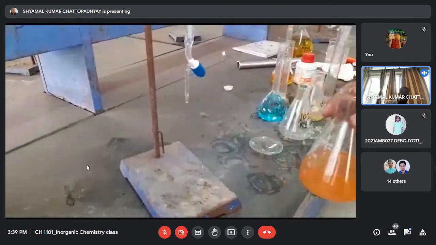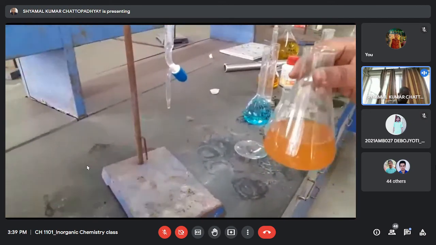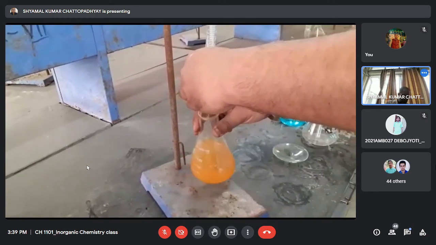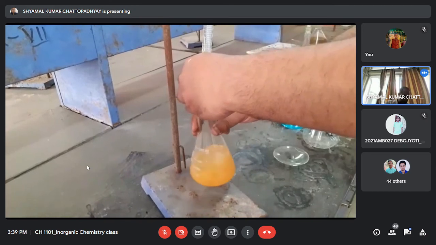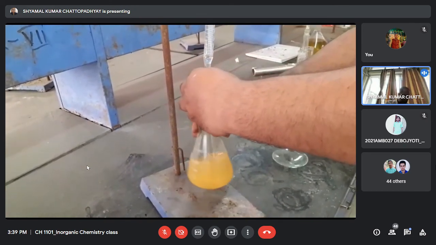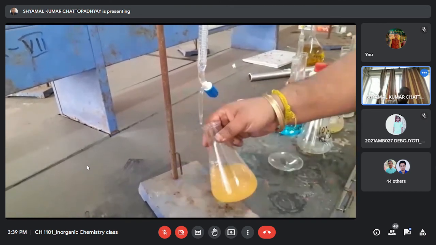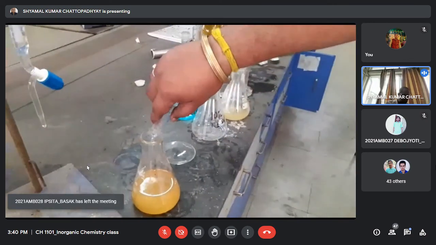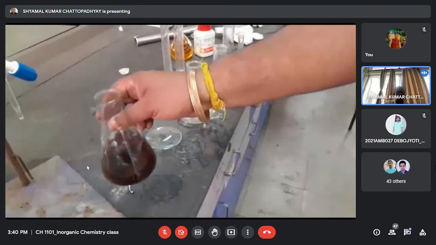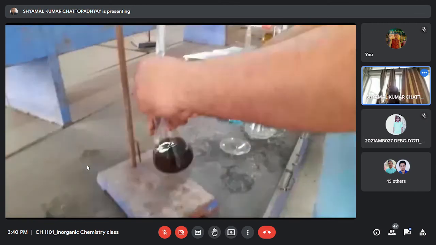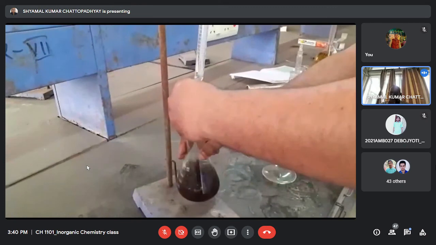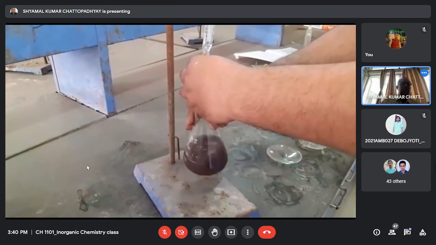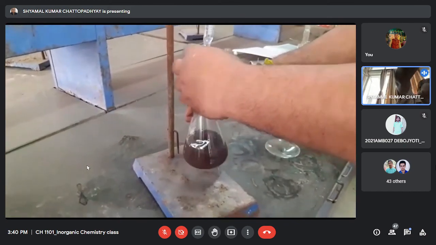Now we start the titration, titrating this solution with standard sodium thiosulfate. Look at that, the straw yellow color arises. Then we stop the thiosulfate addition and add 1 ml starch solution, and repeat the titration. After addition of starch, we again add sodium thiosulfate. When the solution is light blue, like this color, we stop the sodium thiosulfate addition.